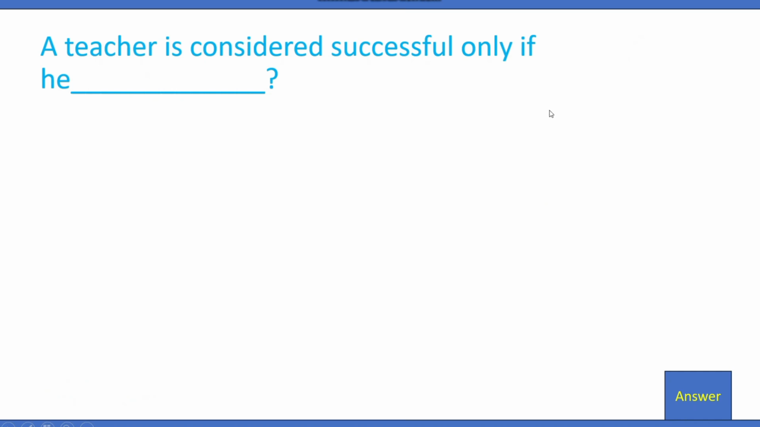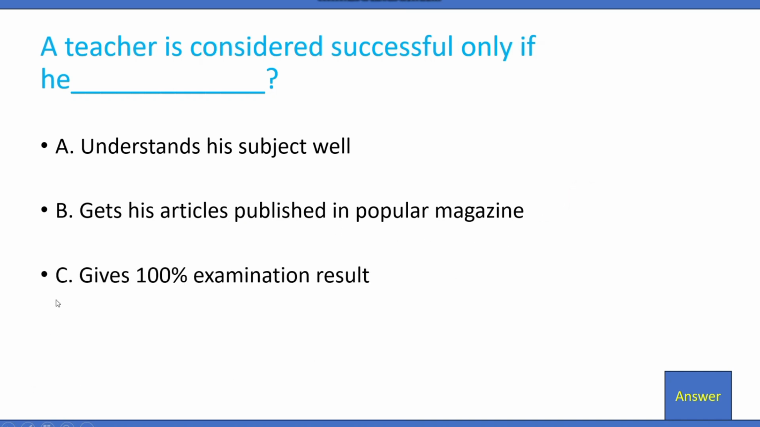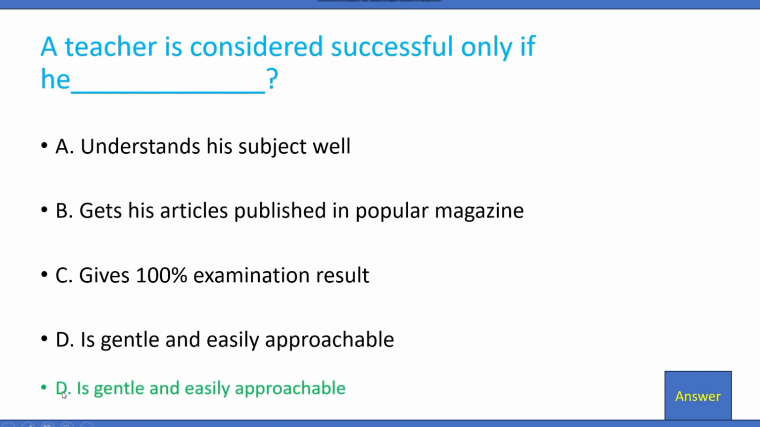A teacher is considered successful only if he dash. A. Understands his subject well. B. Gets his articles published in popular magazine. C. Gives 100% examination result. And D. Is gentle and easily approachable. So the right answer would be D. Is gentle and easily approachable.